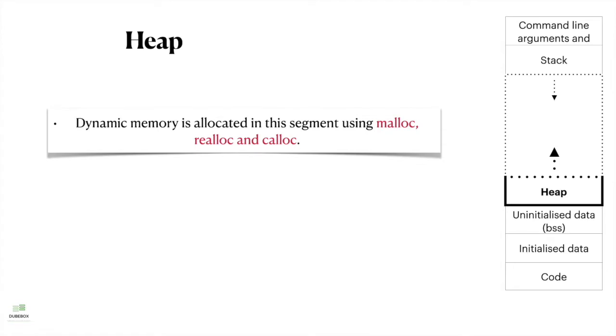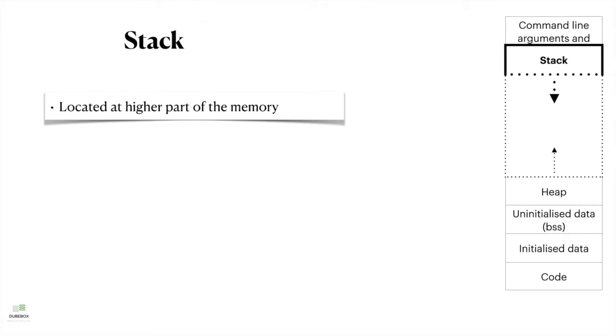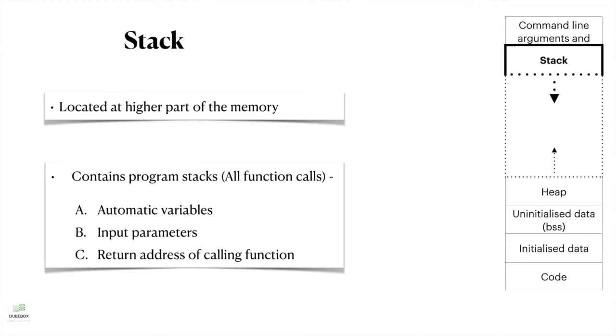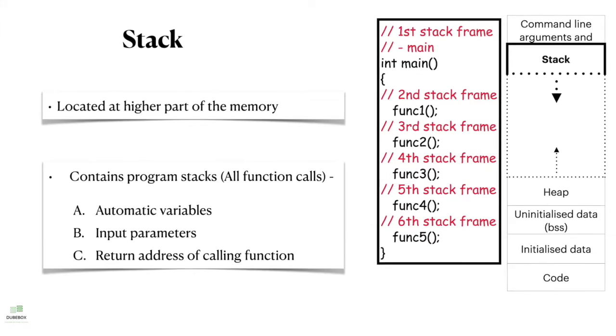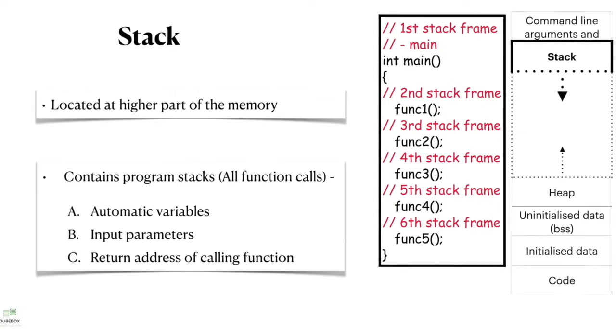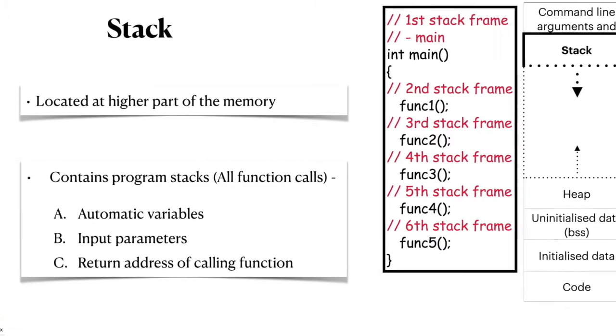Next segment is the heap. It is allocated at runtime. This memory segment is used for dynamic memory allocation with malloc, realloc and calloc. It grows towards the stack. The stack is located at the higher part of memory. This segment is also allocated at runtime. It contains the program stack. A program stack contains all function calls whose base is main, as the main function is called first, so the stack frame will be allocated first for main.